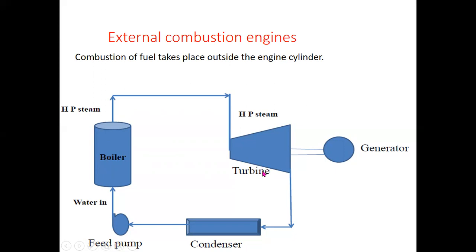enters a turbine where it expands isothermally. Then we can expect a power output, and the remaining steam is sent back to the condenser, where it changes its phase, and this process repeats again.